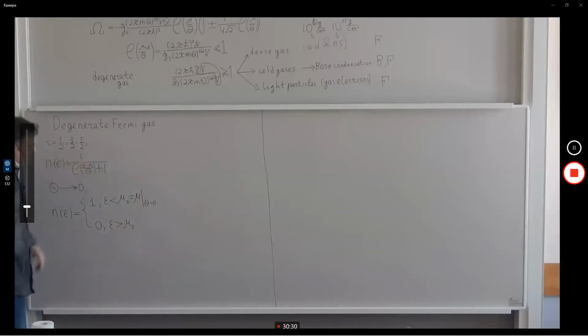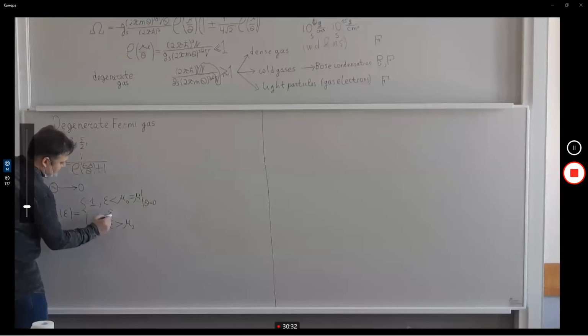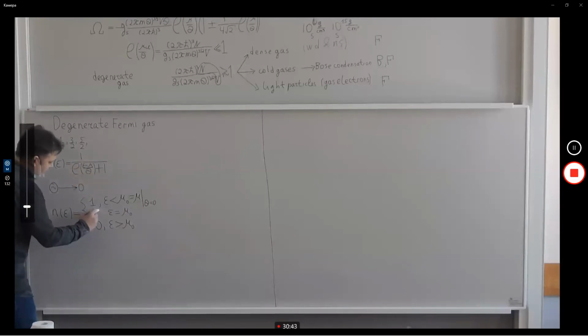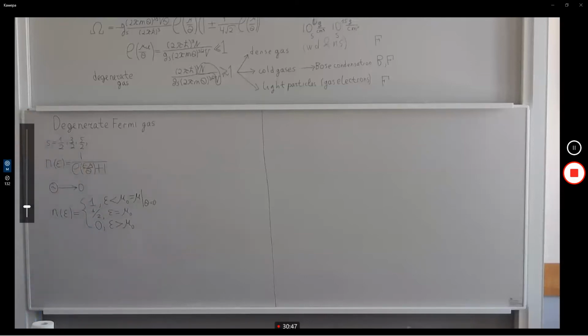And finally, we have the intermediate case, epsilon equals mu 0. In this case, the exponent equals 1, and here I have average occupation number 1/2.